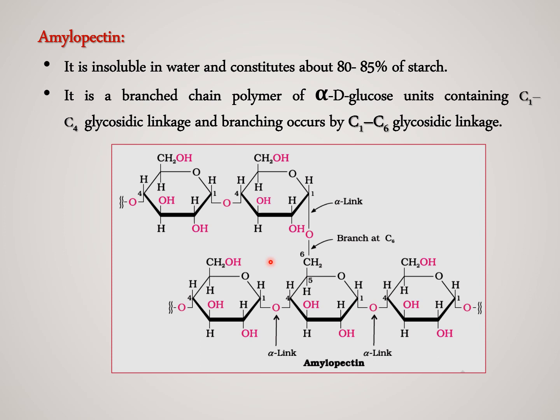Amylose is a long unbranched chain polymer. Amylopectin is a branched chain polymer. Amylose has C1-C4 glycosidic linkage. Amylopectin would have C1-C4 as well as C1-C6 glycosidic linkage.